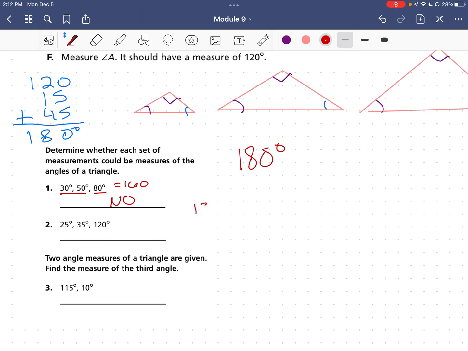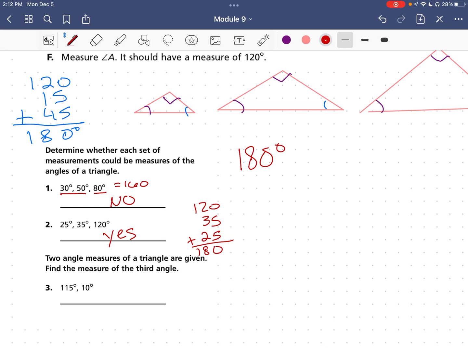Pause number 2, 120 and then 35 and 25. Is that 180? Add it up. All right, and yes, it is. It does equal 180. So yes, that is a triangle.